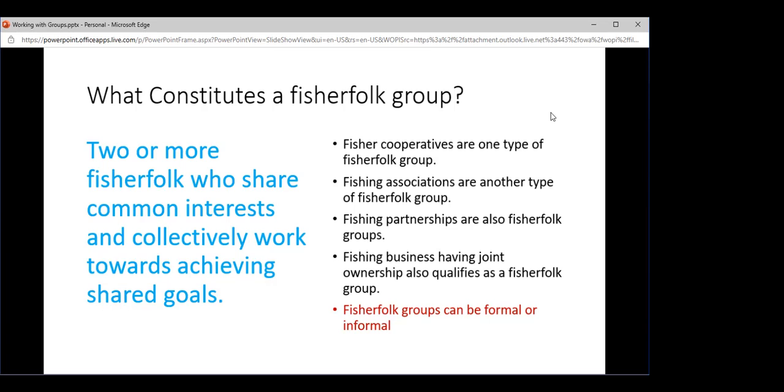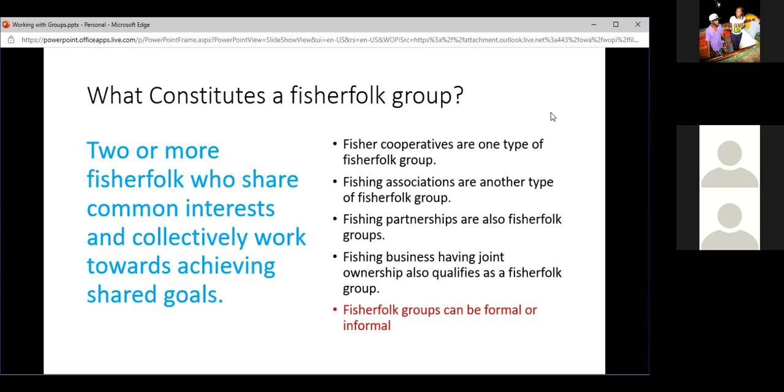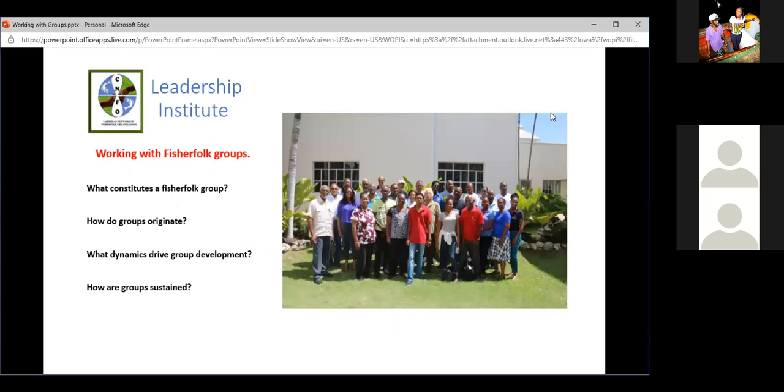Thank you, Nadine, and good night, participants. It is definitely a pleasure to be here and to be the facilitator presenting on this topic, working with groups. So I will go right into the presentation, working with fisherfolk groups.